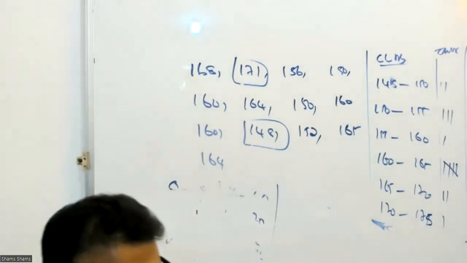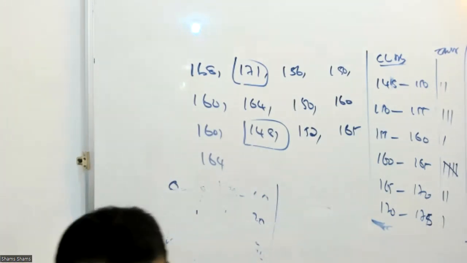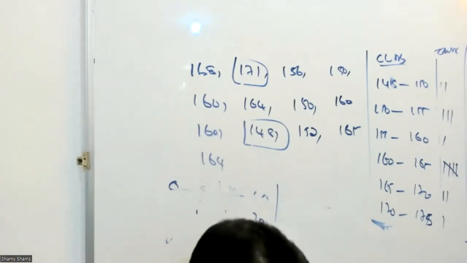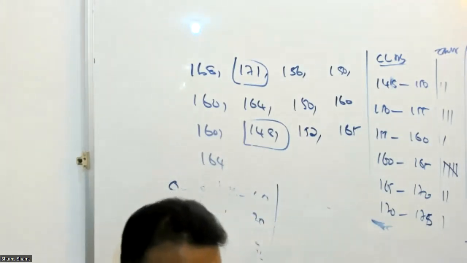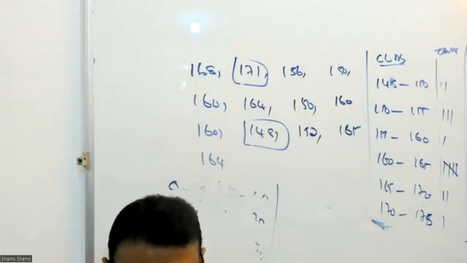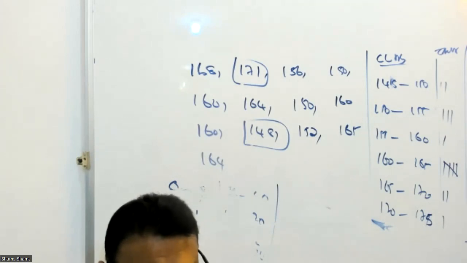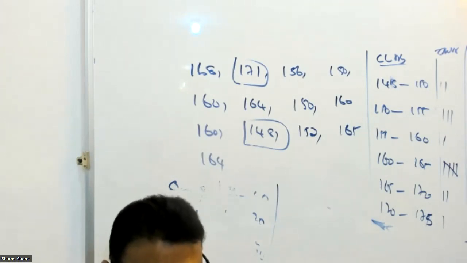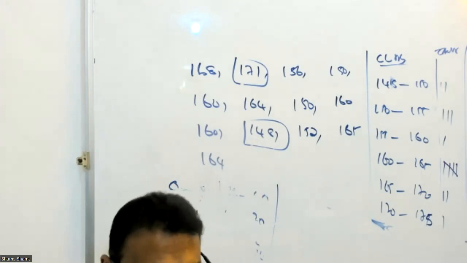Next one, inclusive classes. Example: 0 to 9, 10 to 19, 20 to 29, 30 to 39, enough.